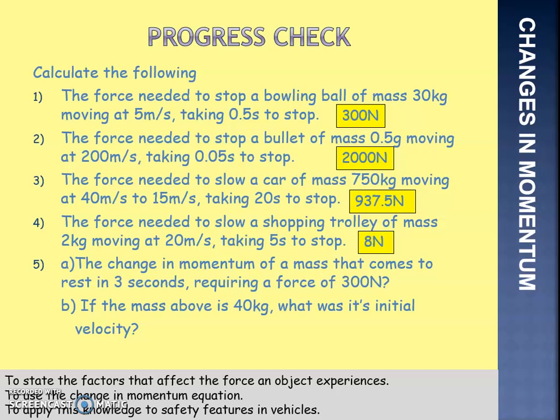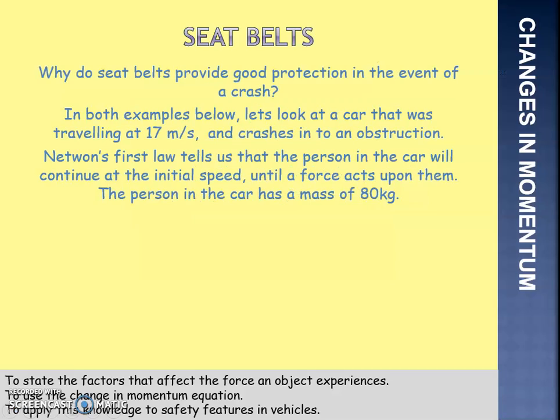Question 5. What's the change in momentum of a mass that comes to rest in 3 seconds requiring a force of 300 newtons? If you rearrange the equation, you'll get the change in momentum as 900 kilogram meters per second. Now using that answer, if the mass of the object is 40 kilograms, what must its initial velocity have been? Should have been 22.5 meters per second.